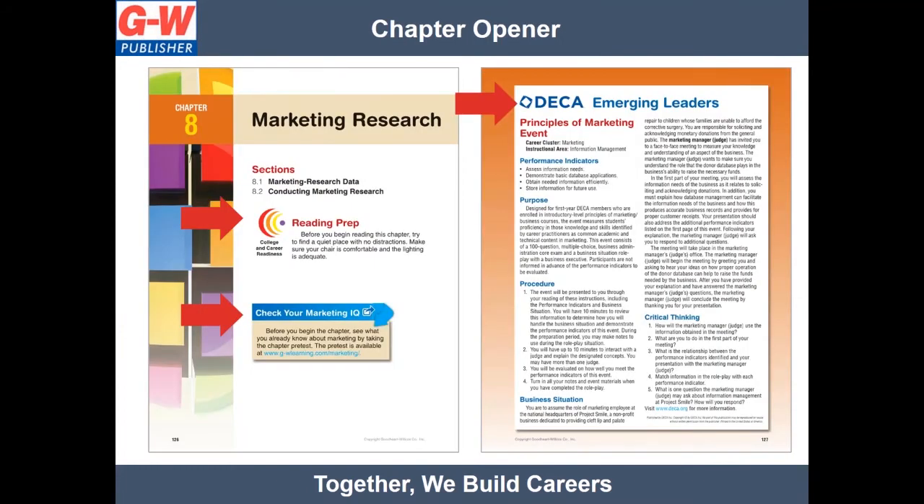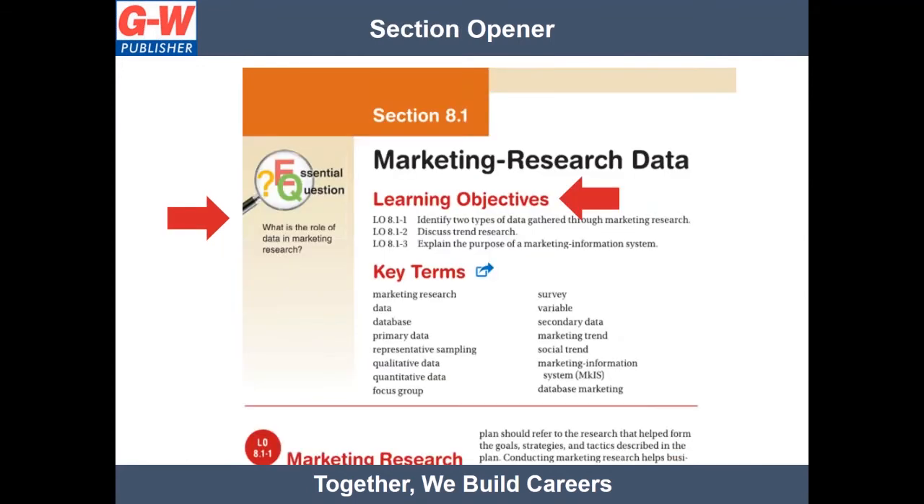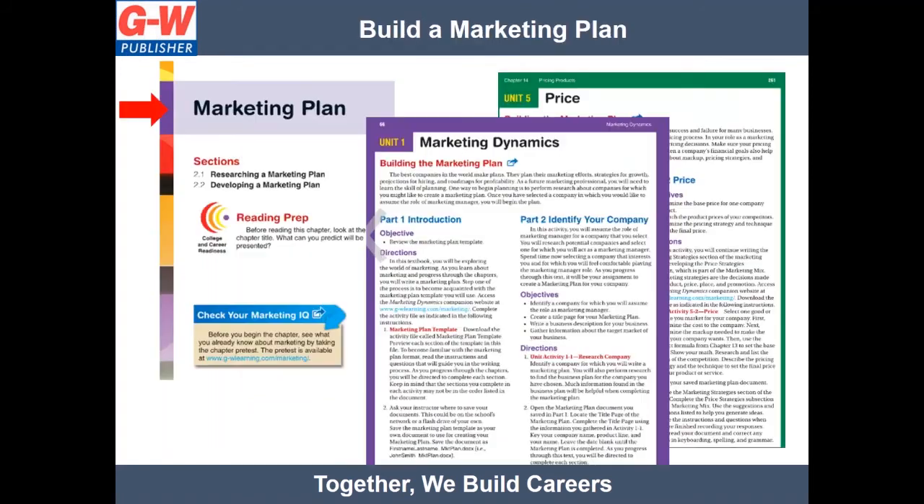Each chapter begins with reading prep, Check Your Marketing IQ, and DECA Emerging Leaders activities, which provide first-hand opportunities for students to prepare for college and career. An essential question at the beginning of each section engages students as they uncover the main topics presented. Learning objectives are numbered to clearly show relationship to heading and summary points.